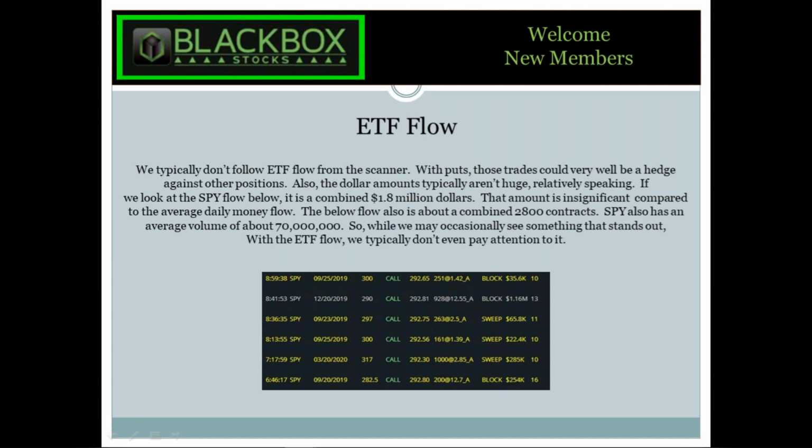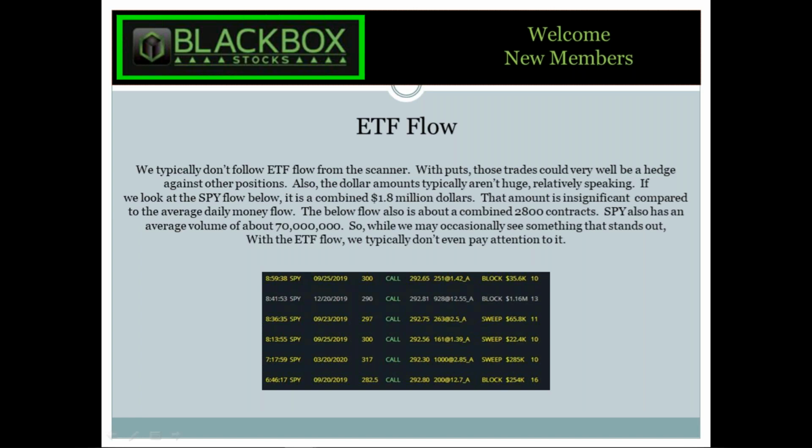On this particular graphic, if you look at that, that is $1.8 million of SPY contracts. If you look at the average amount of money that flows into SPY, $1.8 million is nothing. If you add all of those up, that's 2,800 contracts. I am not going into the market and placing 2,800 contract SPY trades. That's a huge trade for me. So huge that I would never do that. I am not trading 2,800 contracts. That is a huge trade for me.